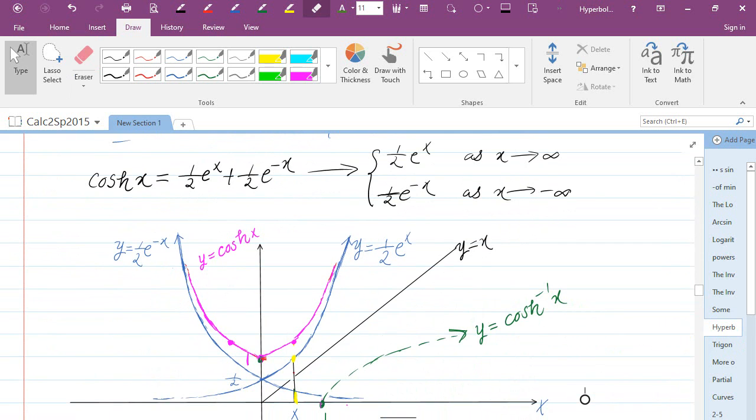All right, so let's turn our attention to the graph of the hyperbolic cosine of x and the inverse of that.